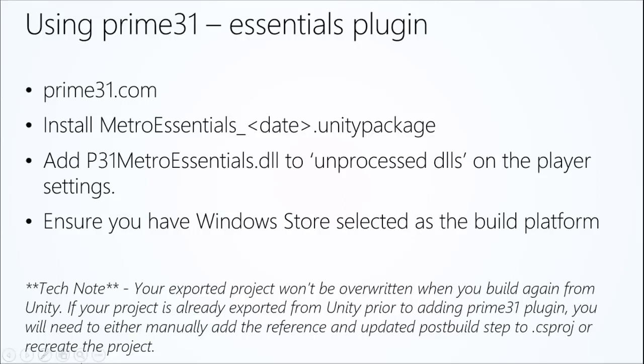Correct. And I add a little tech note here just for the folks that like to really understand how things are happening, because Unity will generate your Visual Studio project, as Jason was showing yesterday. It doesn't overwrite that project. So if you happen to have your Visual Studio project already generated, and then you decide later on to install Prime-31, well, that project needs references to those libraries. Right. So either you can do a comparison between a new generated project and an old one, and you can see where your C# project differs. Yeah. Update the post-build step, add the reference manually. You can. I've done it before manually.